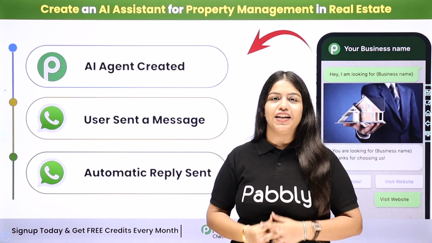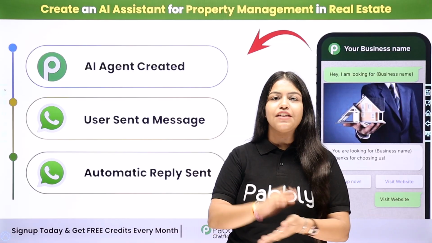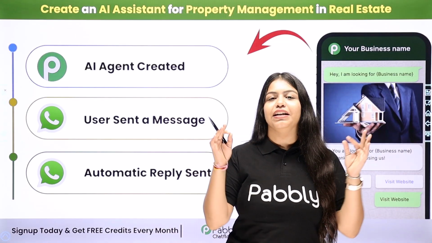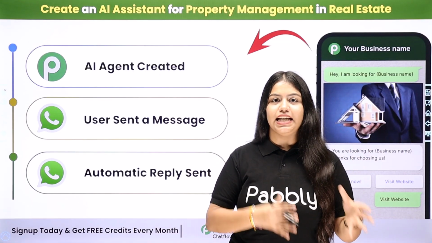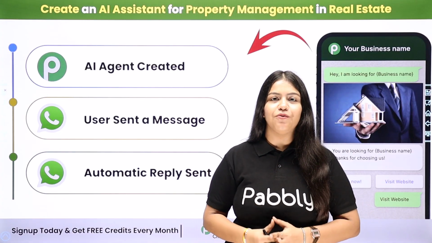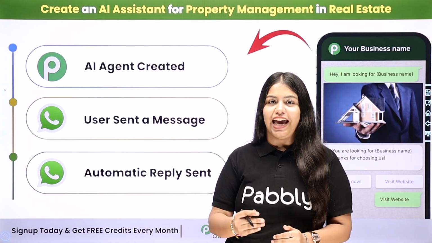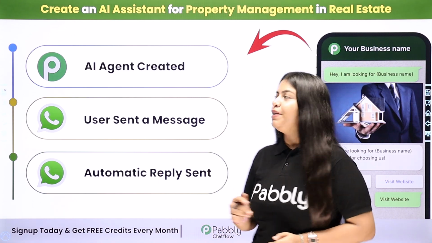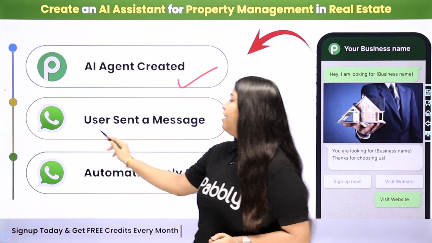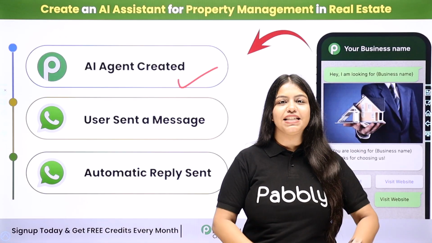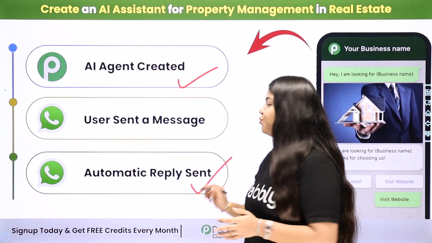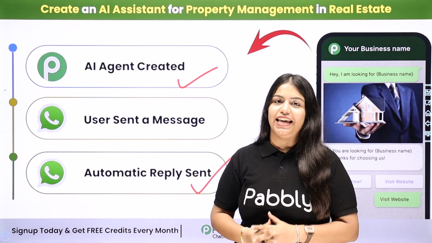So I'm also running a real estate agency and we regularly receive user queries on WhatsApp. But it is such a time consuming and tedious task to reply to those same WhatsApp messages over and over again. So to solve this problem, I've simply created an AI agent. And now whenever my user sends me a message, an automatic reply will be sent to my user using this AI agent.